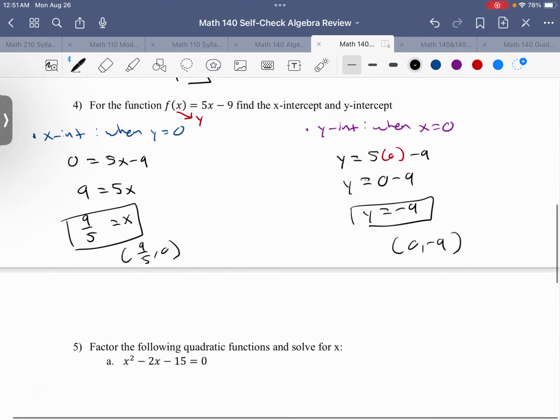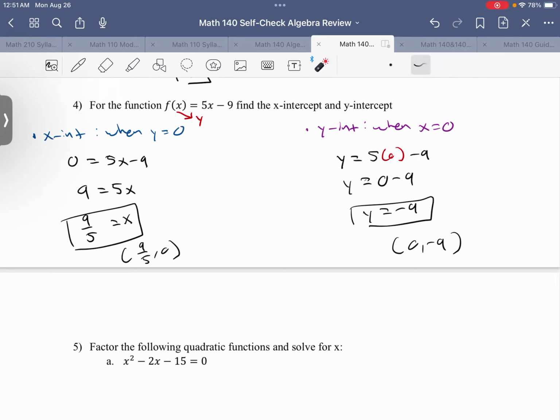Okay, so that's how we find x and y intercepts. You just got to set the other variable equal to 0. And just remember that f of x is your output, meaning that it's y.